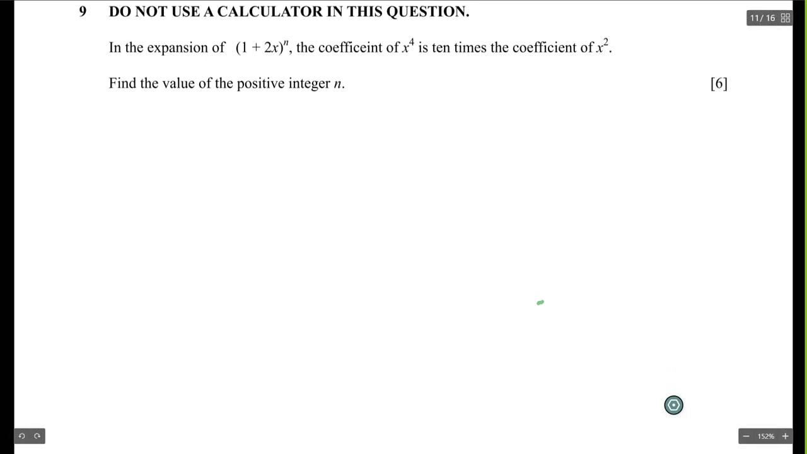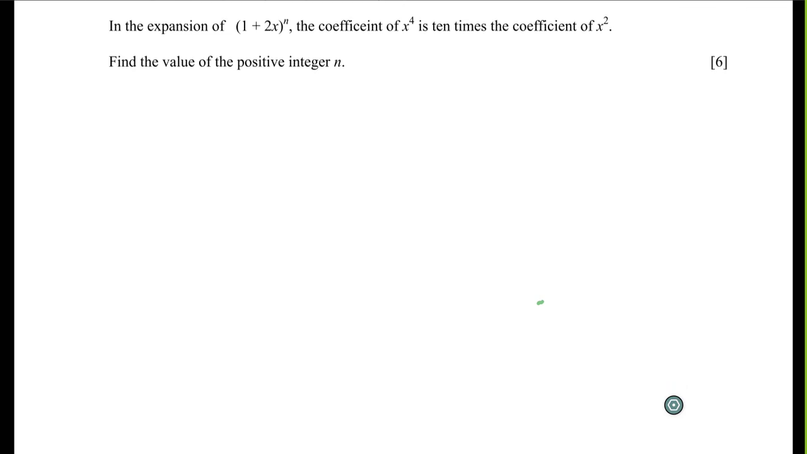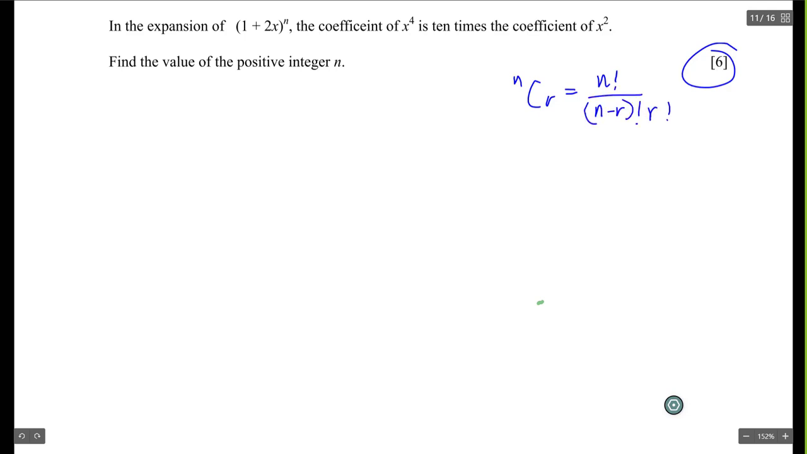So number 9, do not use a calculator in this question. It's binomial expansion, but they ask you to solve for the n term. This is the reason why they give you 6 marks. Sometimes when you solve for n, you need to use this formula, n factorial over n minus r factorial, r factorial. Sometimes you use it, but sometimes you don't.